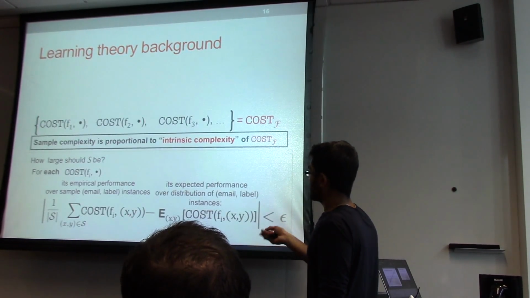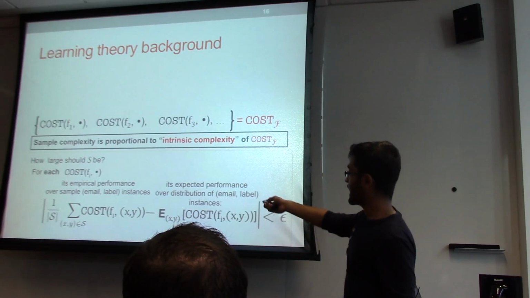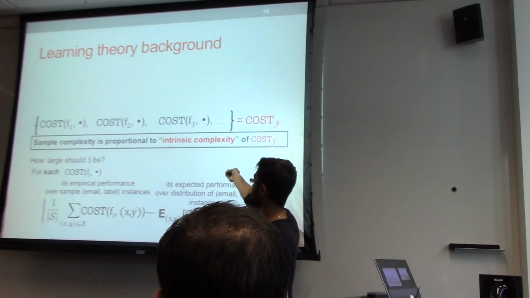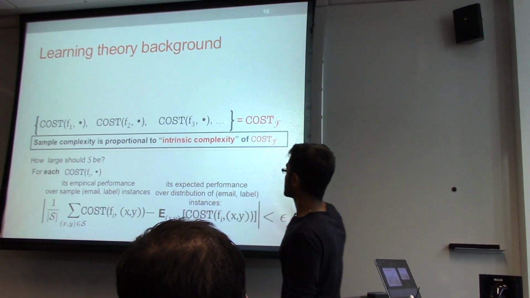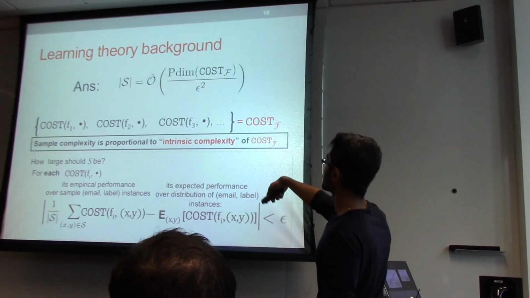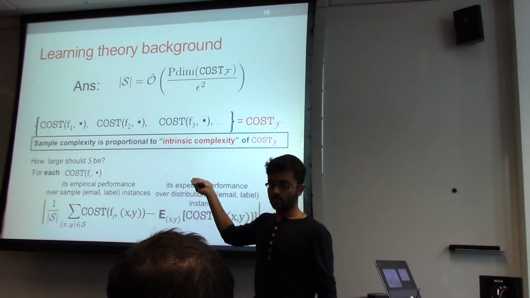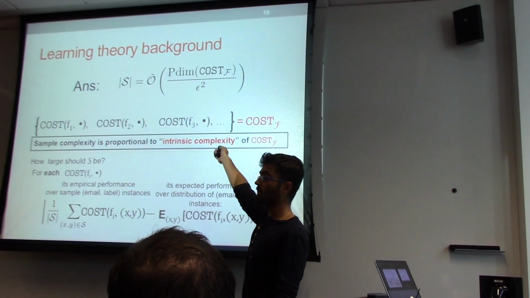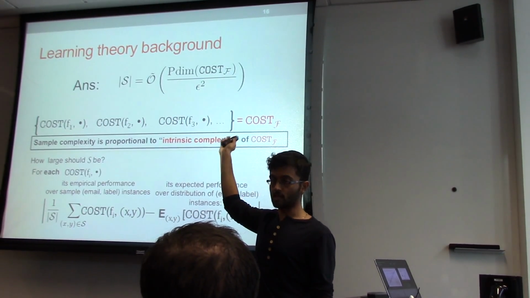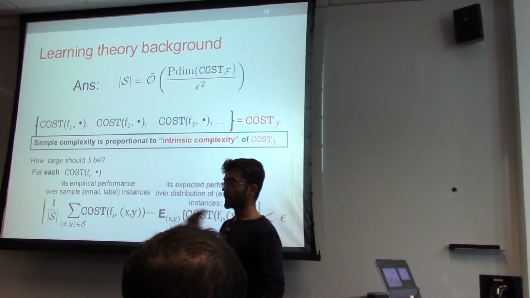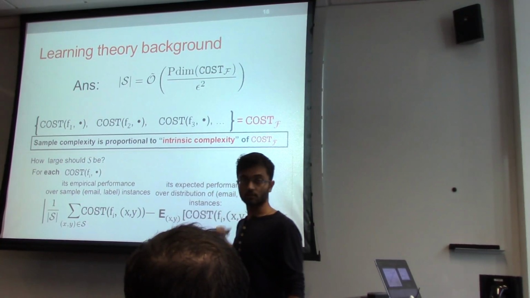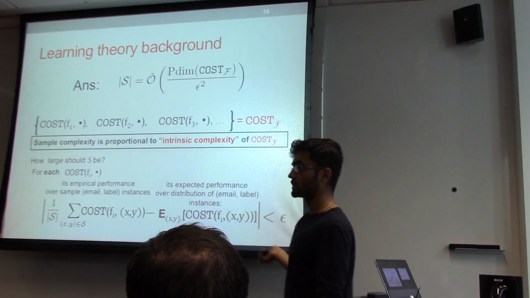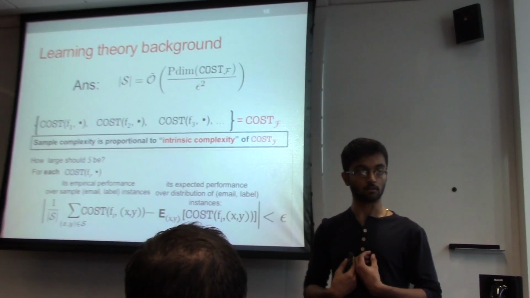Okay, so why were we looking at all of this? We had this generalization guarantee that we wanted in the learning theory problem, and we said that the sample complexity is proportional to the intrinsic complexity of cost sub f. So if I had pseudo dimension of cost sub f many samples, then I'm guaranteed that this generalization is going to hold. This is a standard result in learning theory, and we'll see how this will be useful for our own algorithm selection model. Yeah. Sure.